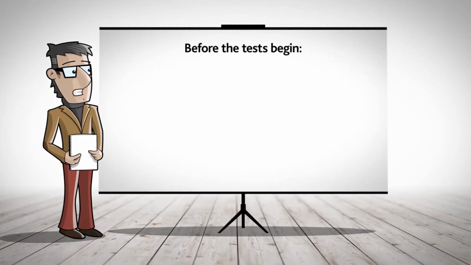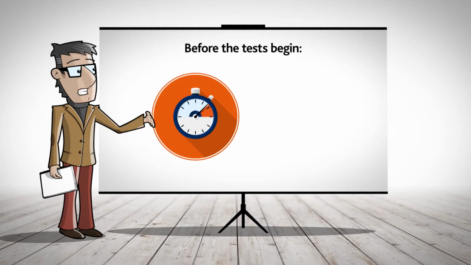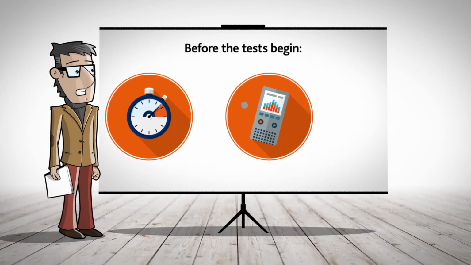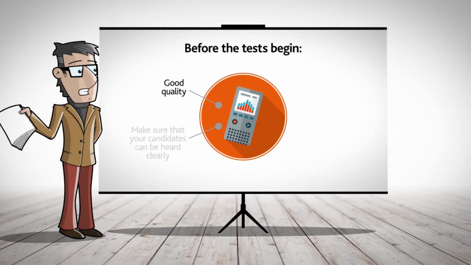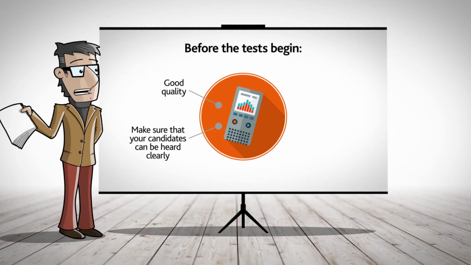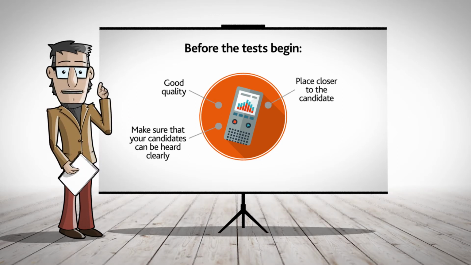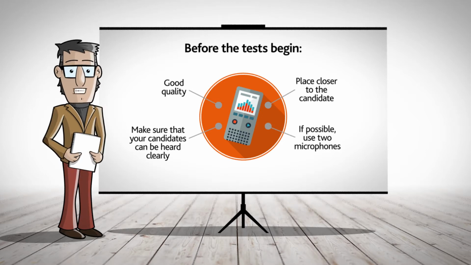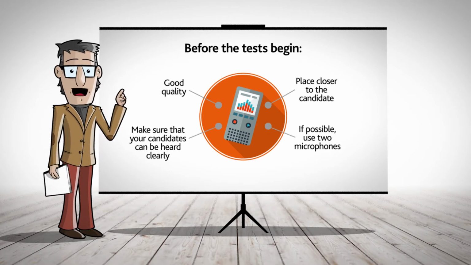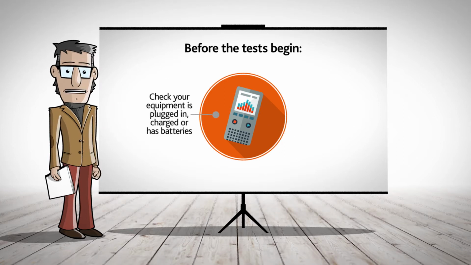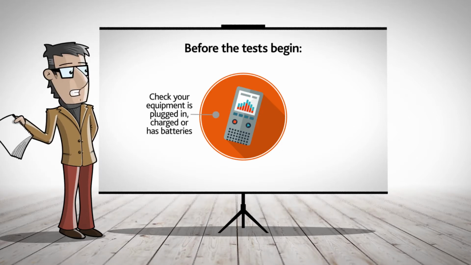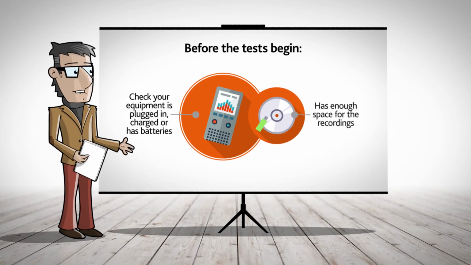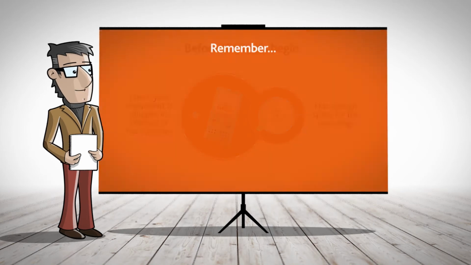Before the tests begin, you will need to check your stopwatch or timer and your recording equipment. The recording equipment must be of good quality, and you need to make sure that your candidates can be heard clearly throughout the test. Place the recording device closer to the candidate, or if possible, use 2 microphones, one for you and one for the candidate. Check your equipment is plugged in, charged, or has batteries, and that the device, CD or USB you are using, has enough space for the recordings.